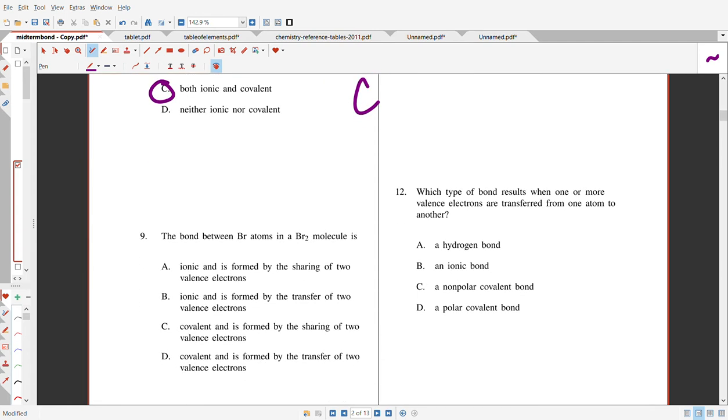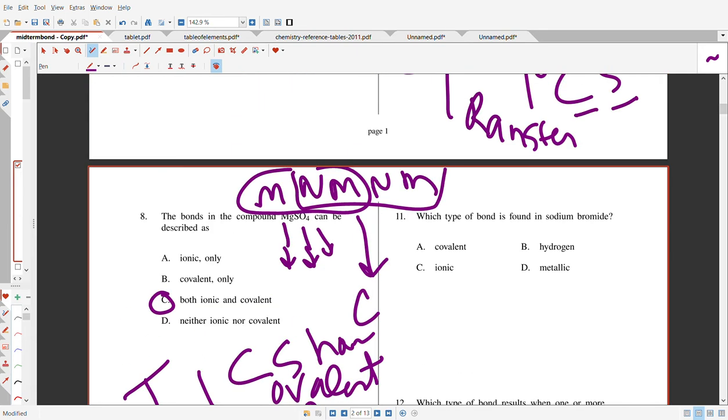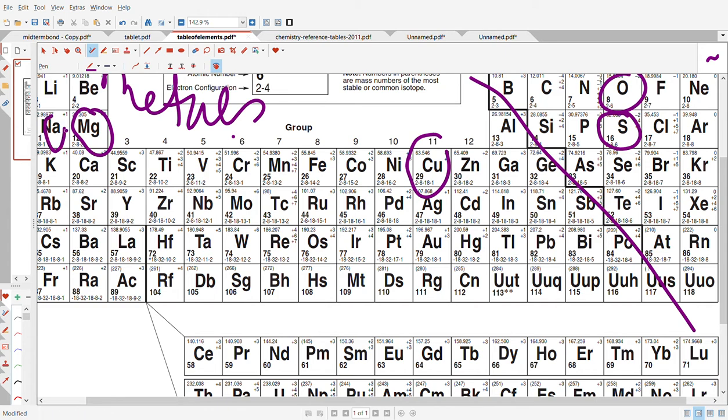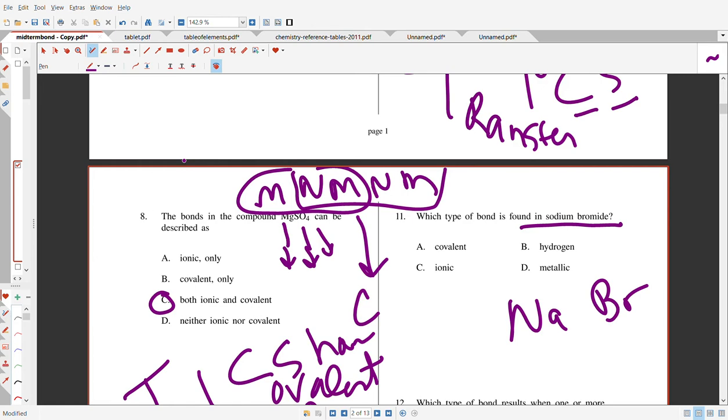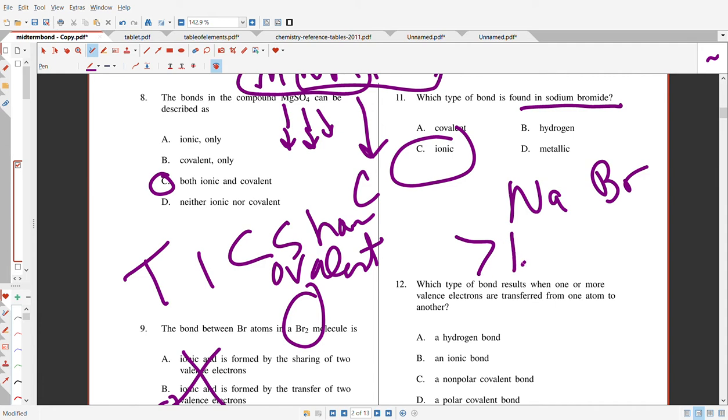Okay. Now, as soon as you see diatomic, which is 2 of the same, I know it's not ionic, it's covalent. And covalent, when you do TICs, covalent means sharing of electrons. Okay? Now, what type of bond is in sodium bromide? So let's see where they are on the chart. We could do electronegativity differences, but sodium is a metal over here and Br is over here. If it's a metal and a nonmetal, I first check for that because I know right away it's ionic. I don't bother doing electronegativity differences. But if you did, it would be greater than 1.7.